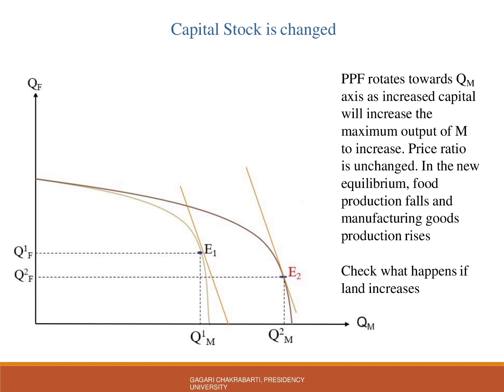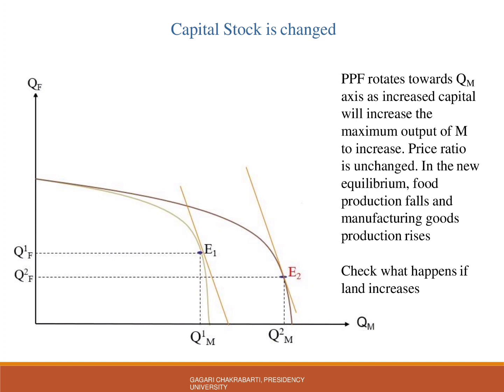So it is actually the advantageous position of the variable factor. So it will be having a beneficial impact in case of capital growth as well as in case of land growth. However, the specific factors will suffer or will become better off depending on which sector is experiencing the growth. If land increases, then definitely the specific factor for the food sector will be better off, whereas the specific factor of the manufacturing sector will be worse off.